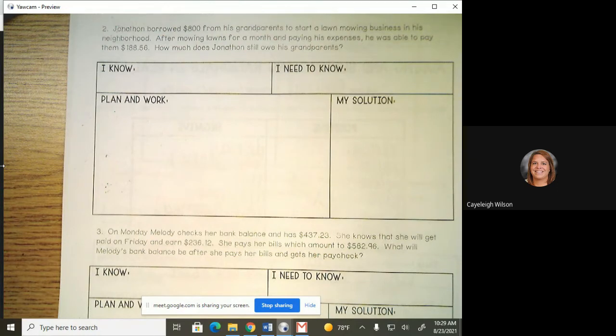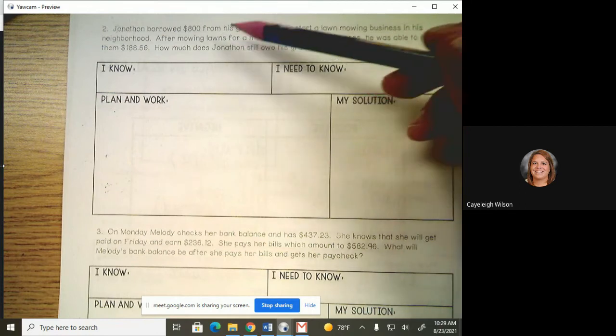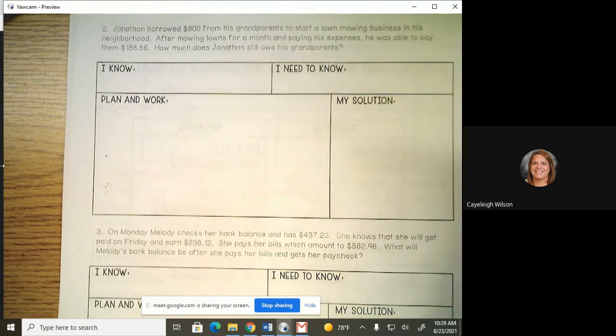All right, so number 2, it says Jonathan borrowed $800 from his grandparents to start a lawn mowing business in his neighborhood. After mowing lawns for a month and paying his expenses, he was able to pay them $188.56. How much does Jonathan still owe his grandparents?